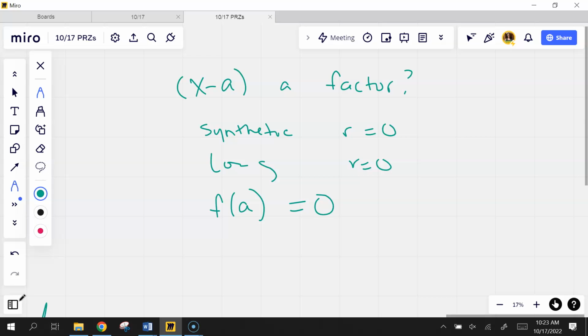Plug in a, you get 0. Wait, what? f of 4 equals. I did not do this. Whenever it says f of 4, does that mean you put 4 in as x? Yes. What do we notice on there? It wouldn't be a remainder because it's 0. We noticed that we got the same value as the remainder in number 1.